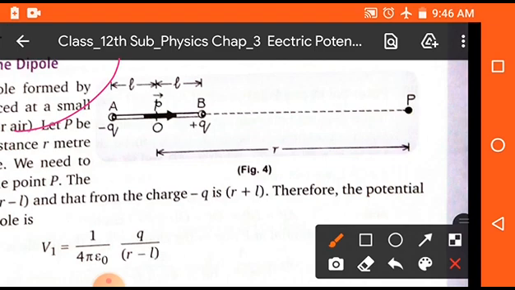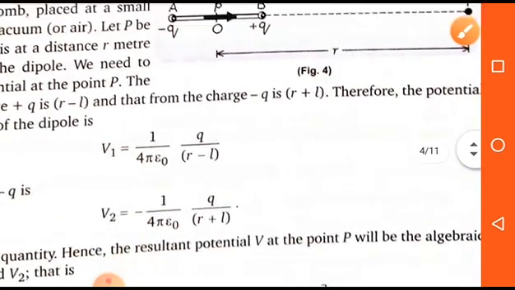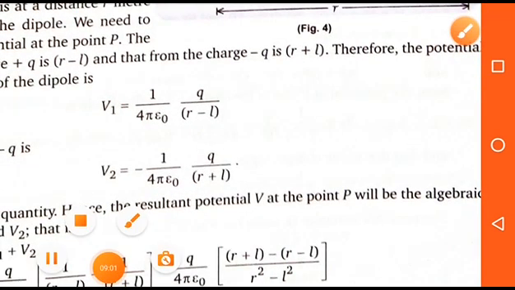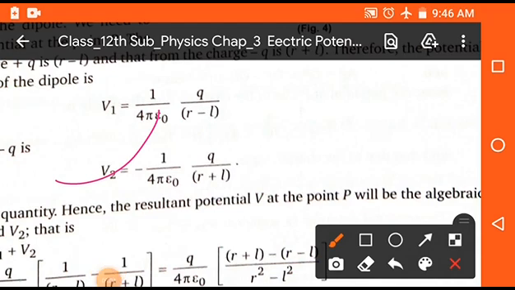Now we have to find the electric potential at point P due to the charges, because point P is on the axis of the electric dipole. First of all we will find the electric potential at point P due to plus q charge, and it will be V1 is equal to 1 upon 4 pi epsilon naught q upon r minus L. In the same way, we can find the electric potential at point P due to minus q charge, and it will be V2 is equal to minus 1 upon 4 pi epsilon naught q upon r plus L.